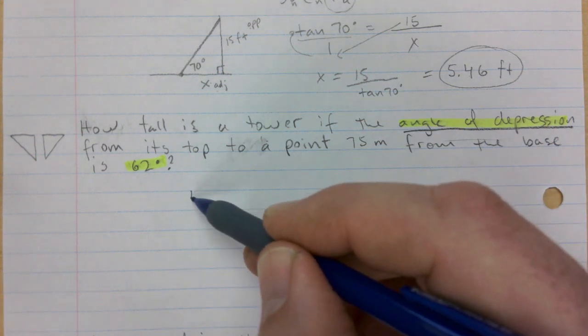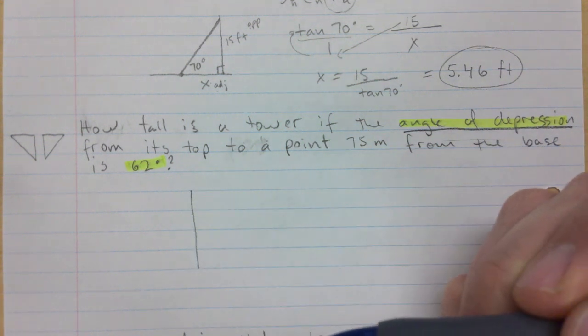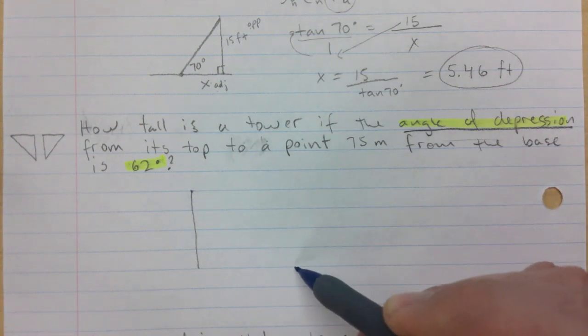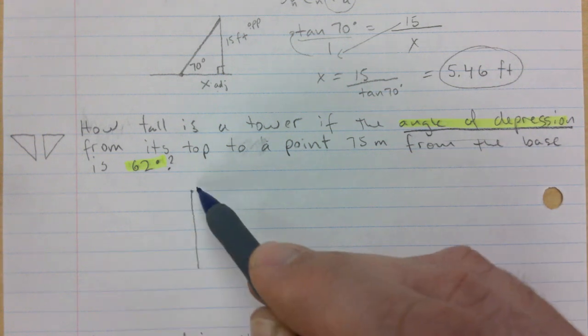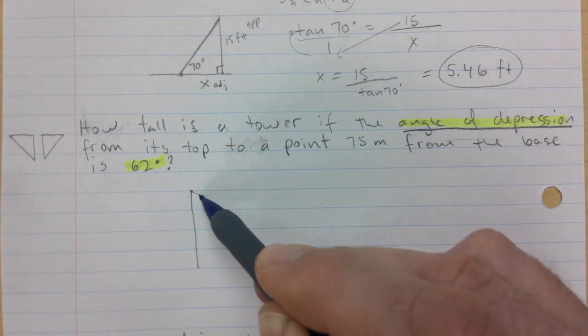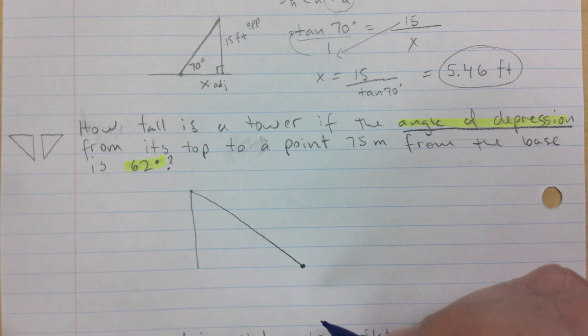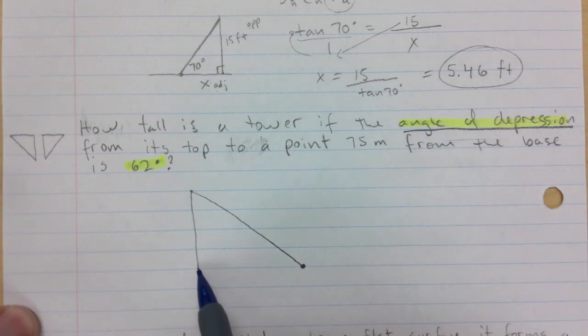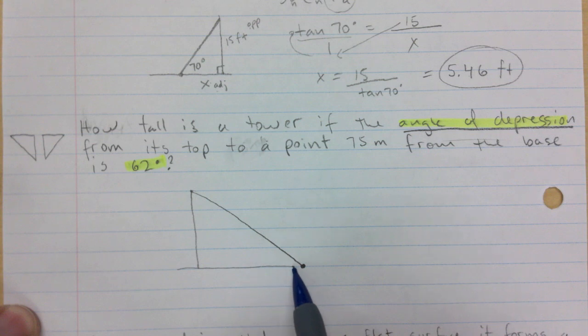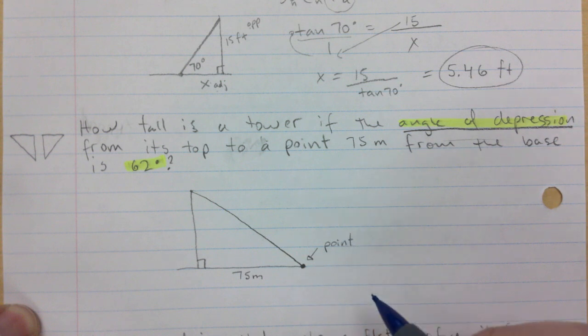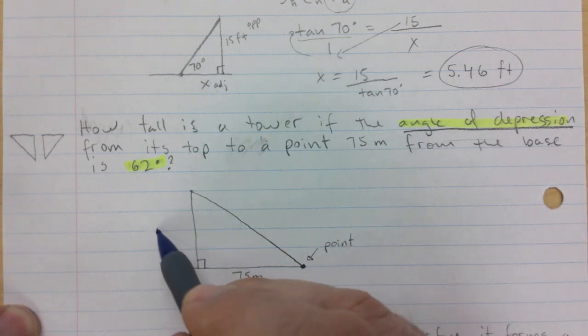And so let's draw our tower. This is the tower, very simplistic. And from the top, it's looking down to a point. We don't know if it's going this way or that way, it doesn't matter. So let's do that. So that is the point, which is, if this is the tower, this is the ground here, there's a 90 happening right there. We know that this is 75 meters away. This is the point that you're looking at. Okay, this is the tower.